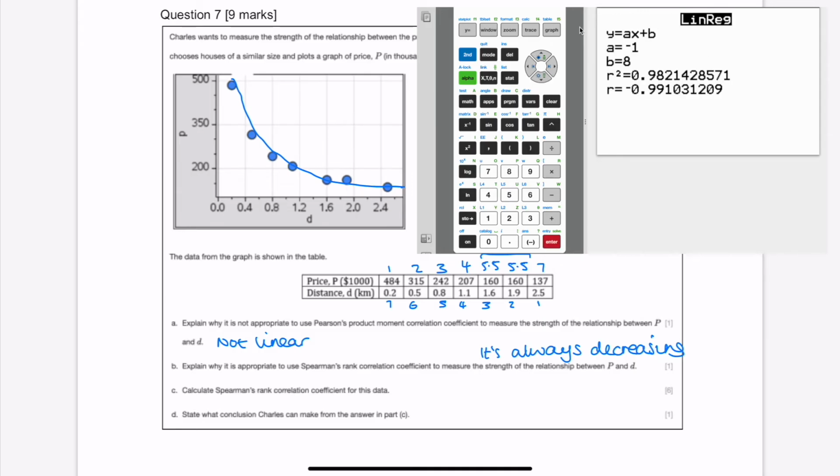And it tells me there that my R value is minus 0.991. So it's a very strong correlation, but it's negative correlation. So when we're stating that conclusion, it's very strong. -1 would be perfect. So it's very, very strong, but it is also negative correlation. So yeah, very strong negative correlation.